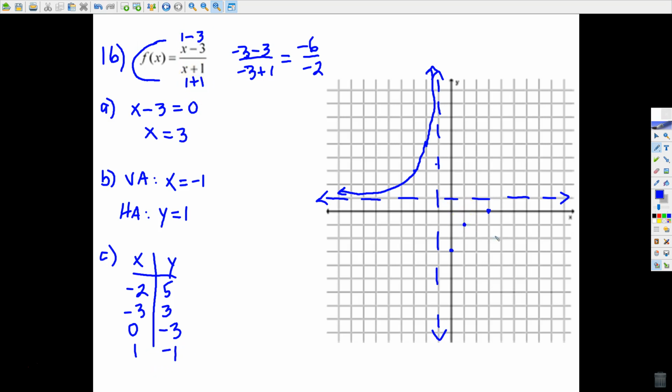All right, and that's pretty good. I know that I'm going to be coming this way to -infinity. I'll just keep getting closer to that vertical asymptote, going to +infinity along the y-axis, and I'll just keep approaching that horizontal asymptote. And that's it. That is the graph of number 16.